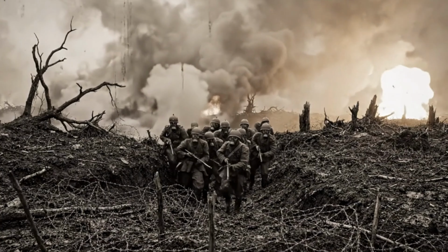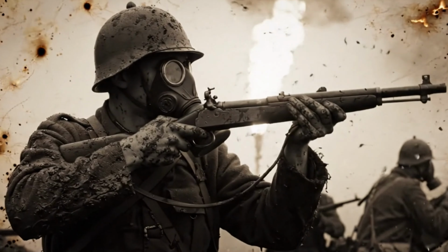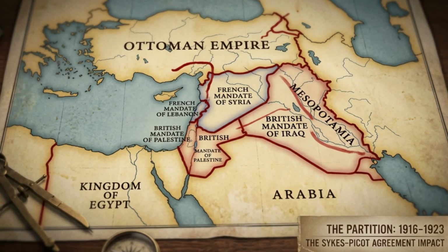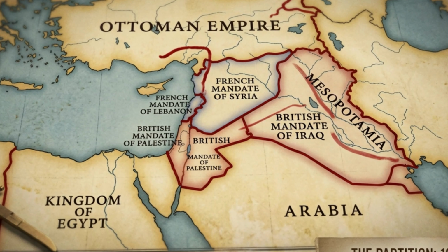In the early 20th century, a global conflict would reshape the Middle East. This was World War I. When the war ended, the Ottoman Empire collapsed after centuries of rule. As a result, control of many former Ottoman territories was transferred to European powers. Britain took control of the region known as Palestine under what became known as the British Mandate.